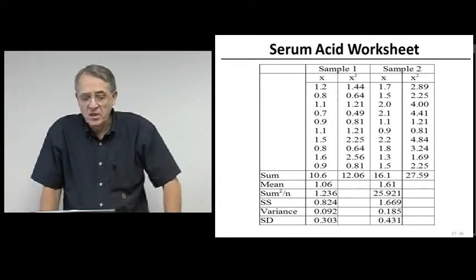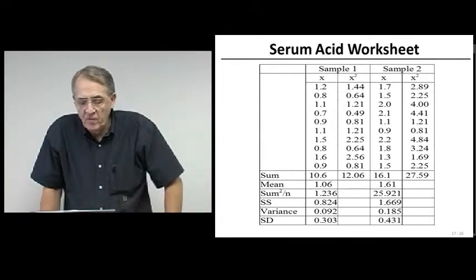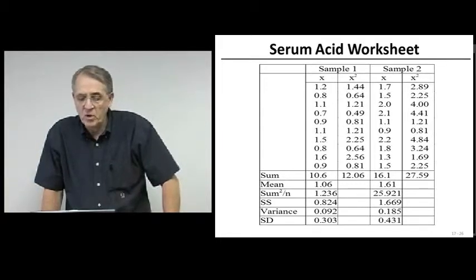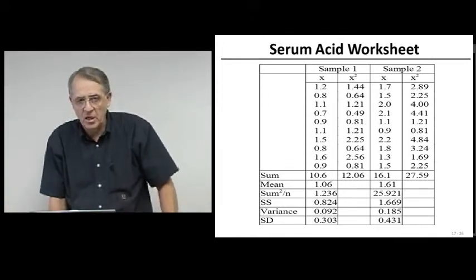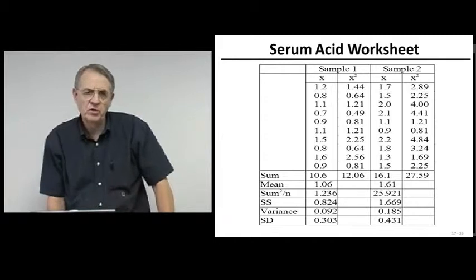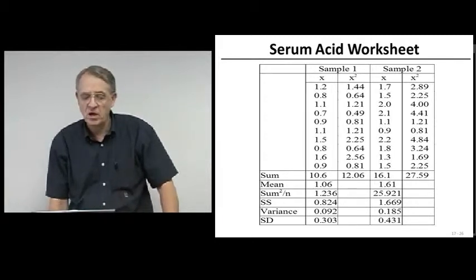You can also calculate the sums of squares, which is 0.824 from sample 1 and 1.669 from sample 2. You can calculate the variance and the standard deviation. So you should make sure you can calculate all these things. And furthermore, you should make sure you understand what they are and what they mean.